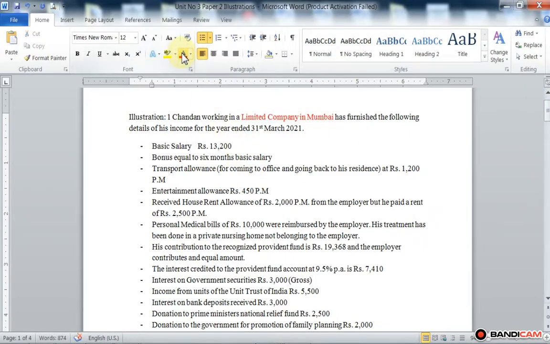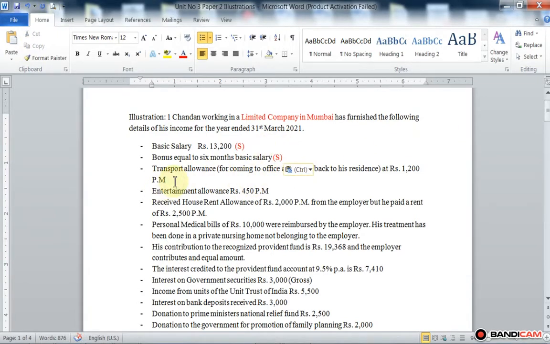Basic salary is given here. Basic salary is part of salary, so it is income relating to the head of salary. Then bonus equal to 6 months basic pay. Chandan received a bonus from the company equal to 6 months of basic salary, so it is also part of income from salary.